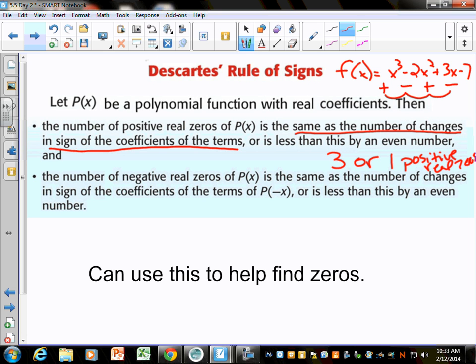And you do the same thing for negative real zeros. You still count down by 2, but the difference is you have to plug in negative x and see what happens. So it says the number of negative real zeros is the same as the number of changes in sign for negative x or less than this by an even number. So it's really easy to do this one as well, because when you plug a negative into an odd exponent, is it going to change the sign or keep it the same?